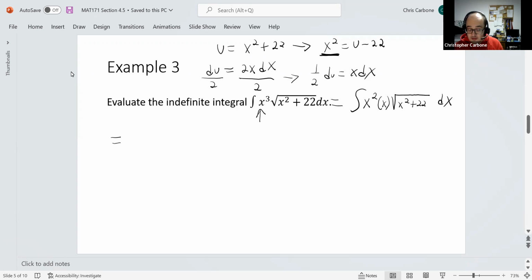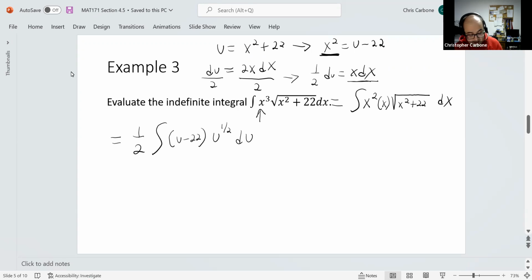So now we could apply our substitutions, right? This is going to be a half from the manipulation that we did times the integral of, we have x squared here to be u minus 22, so u minus 22 times, we have u to the 1/2, since we have u being the x squared plus 22, du. Because now we have the x dx from what we have up here.